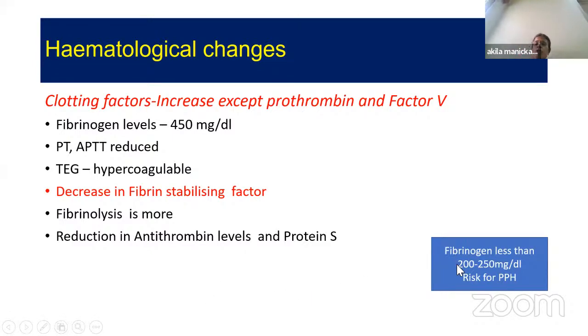And your target level for fibrinogen in a case of massive hemorrhage should be around 200 to 250 milligrams per deciliter, unlike 150 milligrams in any other normal patient.